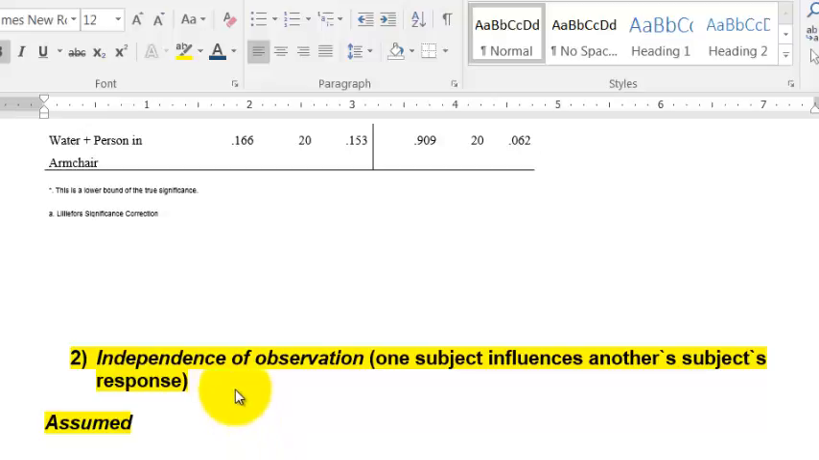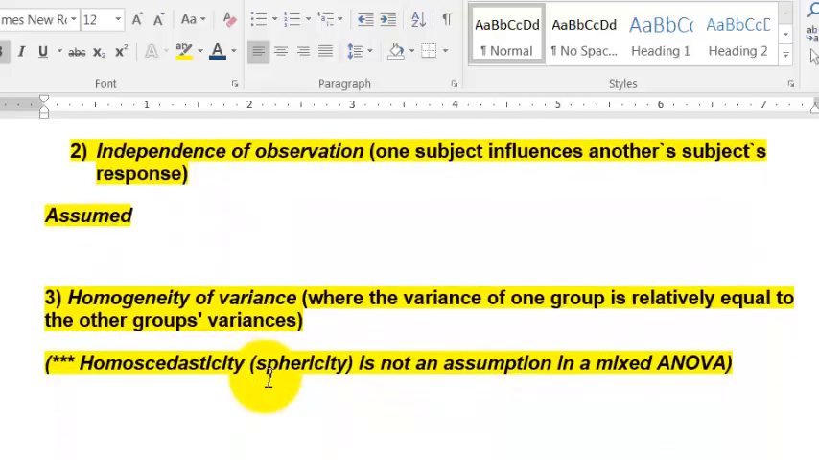Second, independence of observation. Again, we're just going to assume it. Number 3, homogeneity of variance. This is kind of important. Sphericity is not an assumption in a mixed ANOVA. If you have a between group variable, sphericity is not in play, okay? But we do have to look at the homogeneity of variance, just like the regular ANOVA.